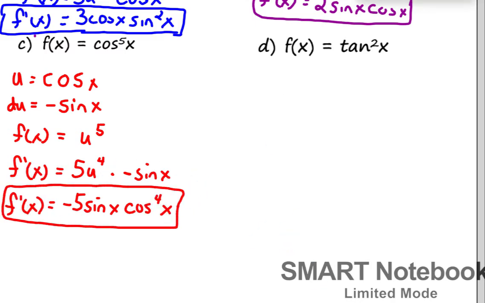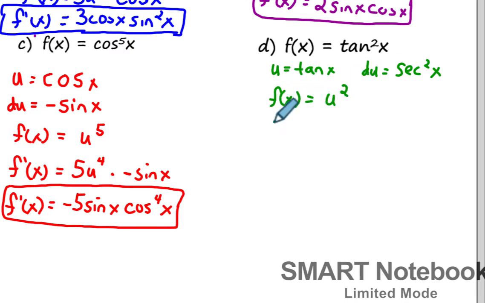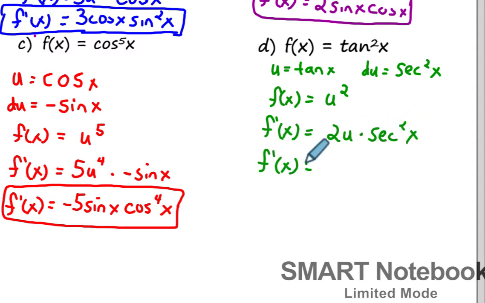In our last example here, we have u is equal to tangent of x. And from my table, I know that the derivative of tangent of x is secant squared x. So rewriting f of x in terms of u, that's u squared. Derivative of u squared is 2u times secant squared x. So my final answer is 2 secant squared x times tangent of x.